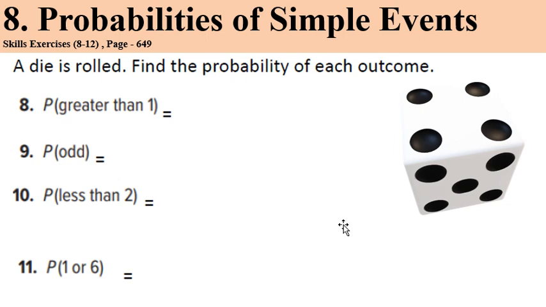Hi everyone, in this video we will discuss probabilities of simple events. First question: a die is rolled, find the probability of each outcome.